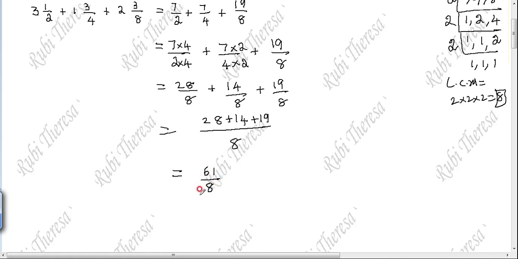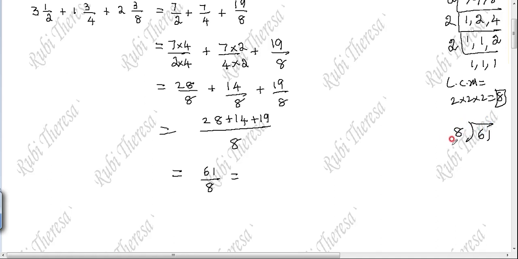61/8. This is an improper fraction. Understand? So you have to convert this into a mixed number, a mixed fraction. So what you have to do? You have to divide this by 8. So 61 divided by 8.